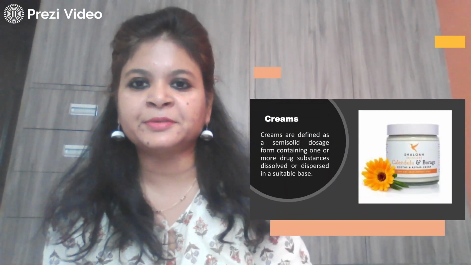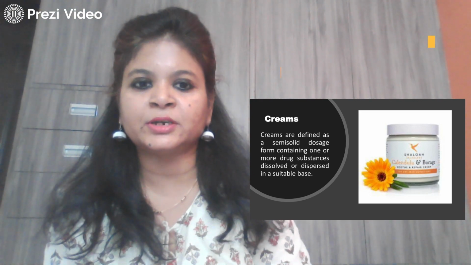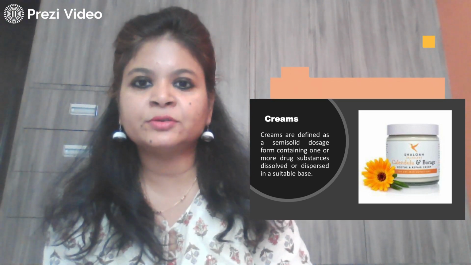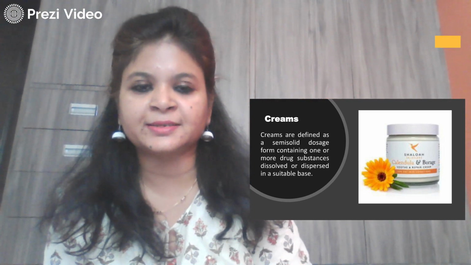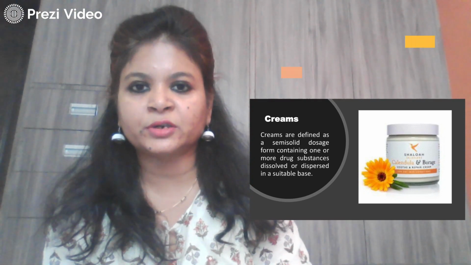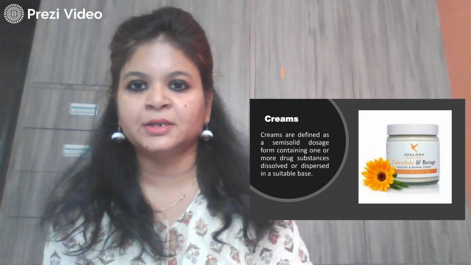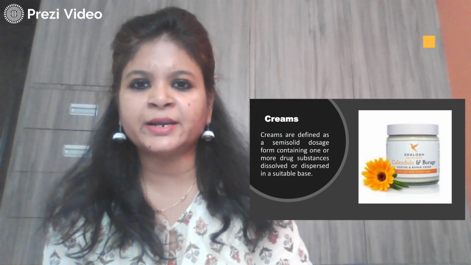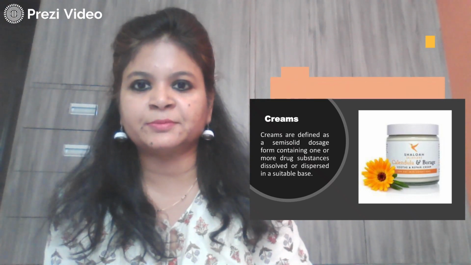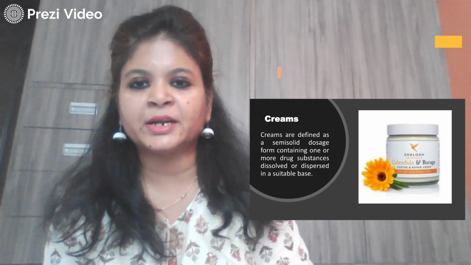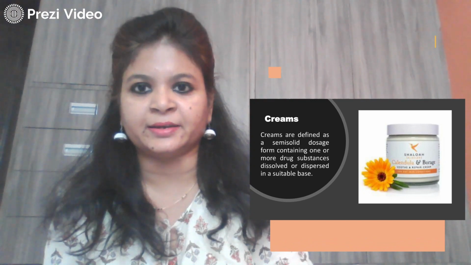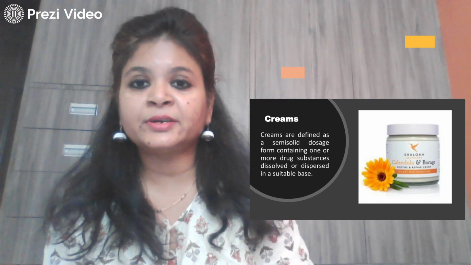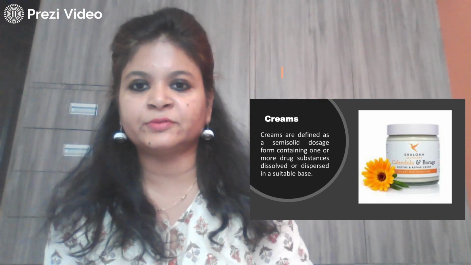So what are creams? Creams are basically semi-solid dosage forms. They have two components: first is the dispersed phase and another is the dispersion medium. They can be oil in water types or water in oil types. So there are different kinds of creams. Creams are used very widely in different parts of the world. Creams are generally applied on the skin, so there are different applicabilities and different kinds of creams.